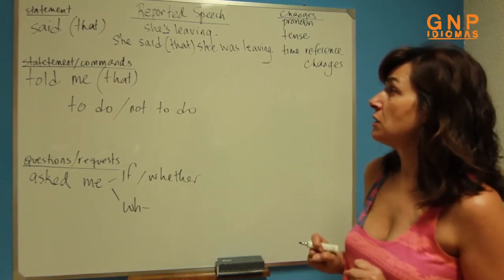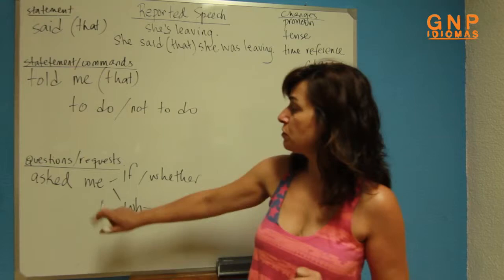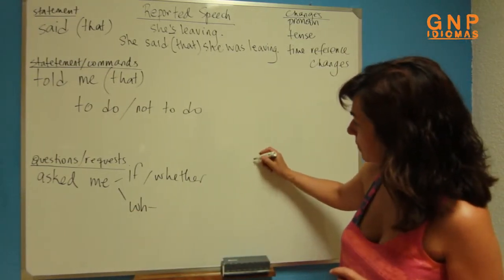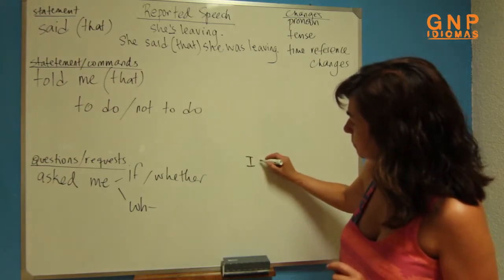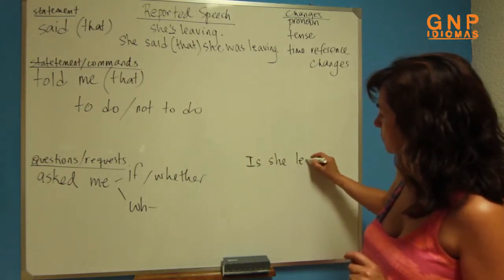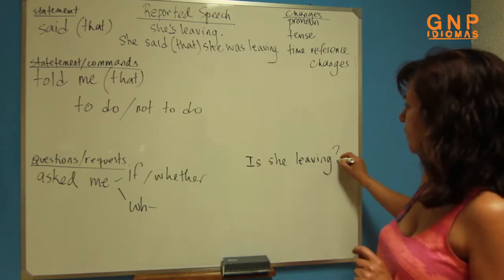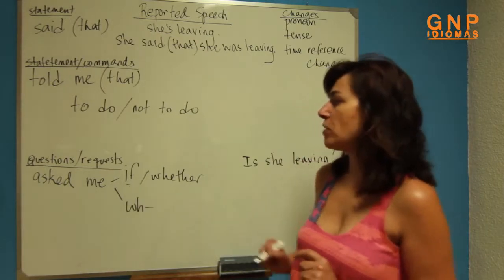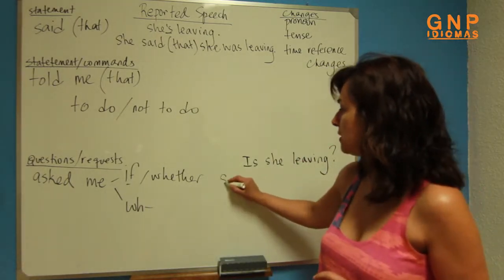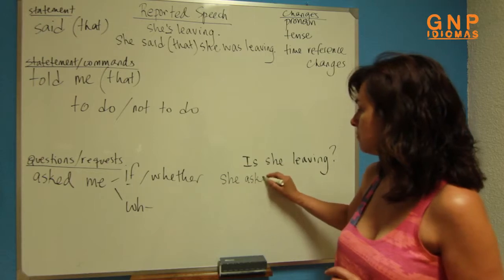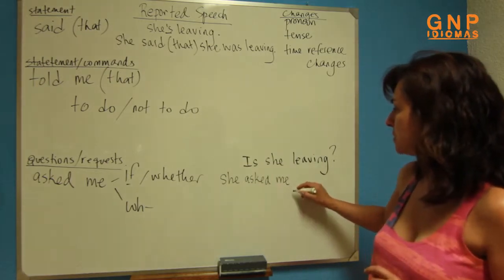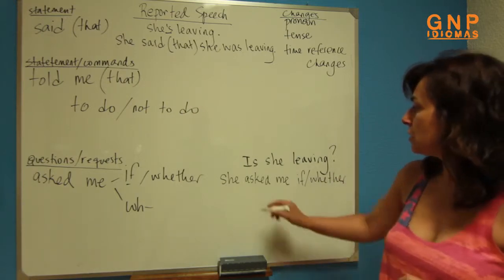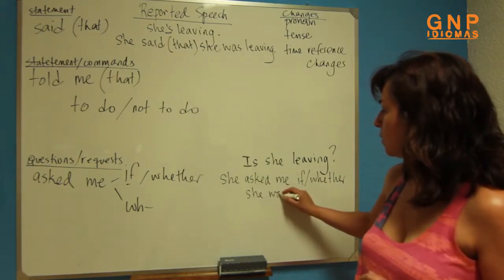If it were a question, let's move down to the bottom, all right? Now let's say the question is, is she leaving? All right, that's a simple question. That would be a yes-no question. And if this is a yes-no question, we use if or whether to report that. So she asked me, for instance, if or whether, makes no difference, she was leaving.